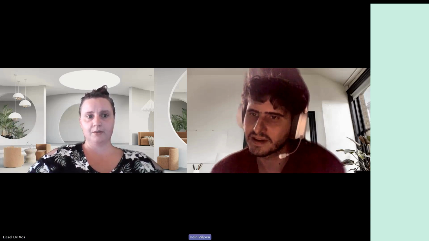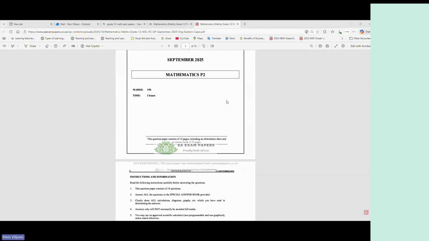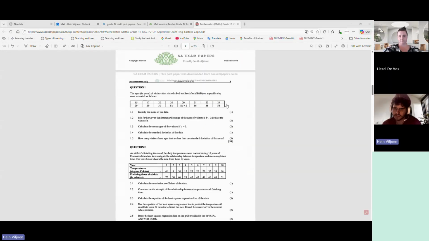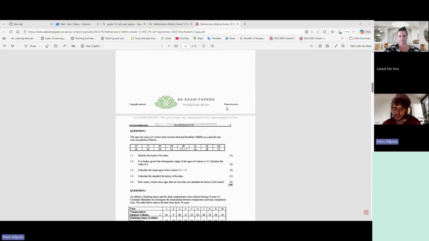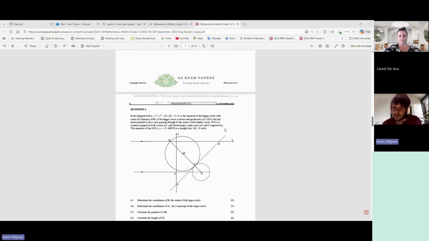I do have something that I can share with you. Okay, so this is the standard math paper 2. This is a DBE paper from last year. This is a prelim paper from September. So, questions where kids lose marks.